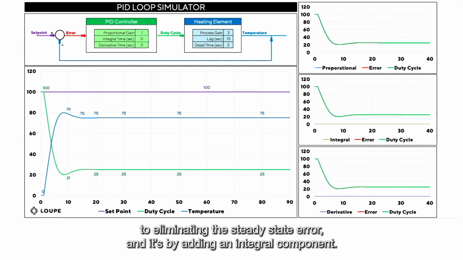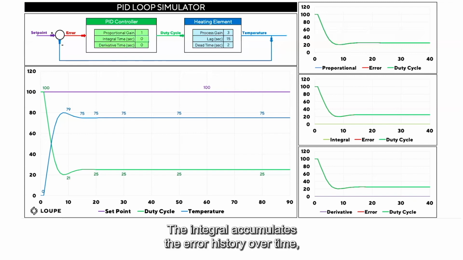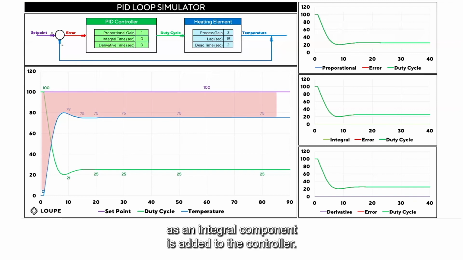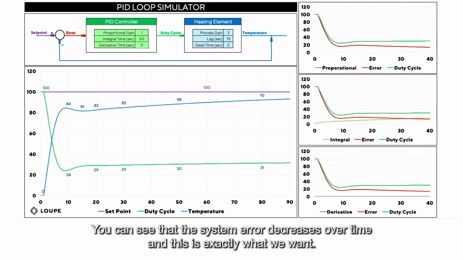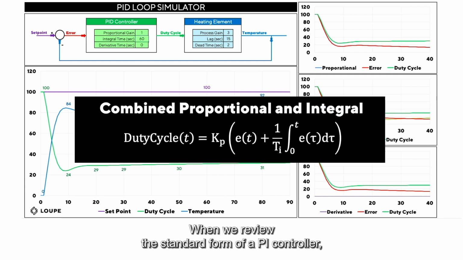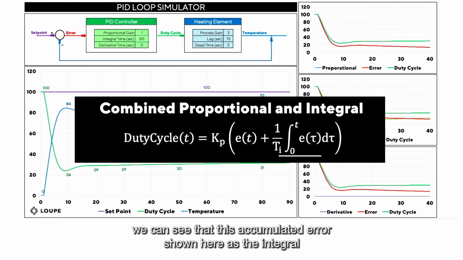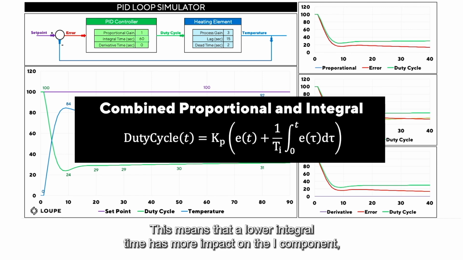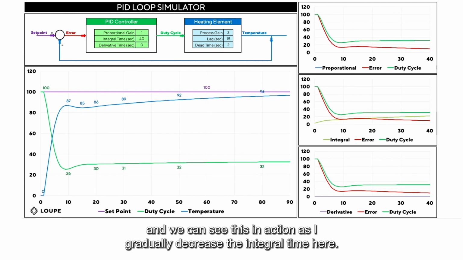Fortunately, there's a solution to eliminating the steady-state error, and it's by adding an integral component. The integral accumulates the error history over time, which is effectively this area between the set point and the actual temperature. As an integral component is added to the controller, you can see that the system error decreases over time, and this is exactly what we want. Now, in many controllers, the integral gain, sometimes called the repeat time, has a unit of seconds. When we review the standard form of a PI controller, we can see that this accumulated error, shown here as the integral, is multiplied by the inverse of this integral time. This means that a lower integral time has more impact on the I component. And we can see this in action as I gradually decrease the integral time here.